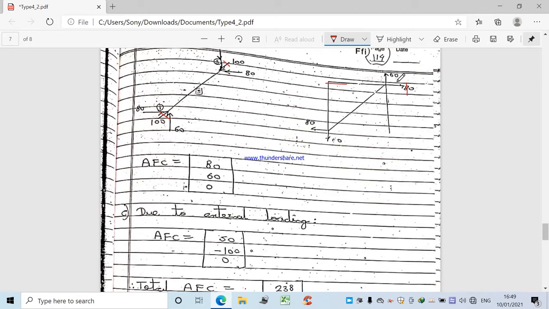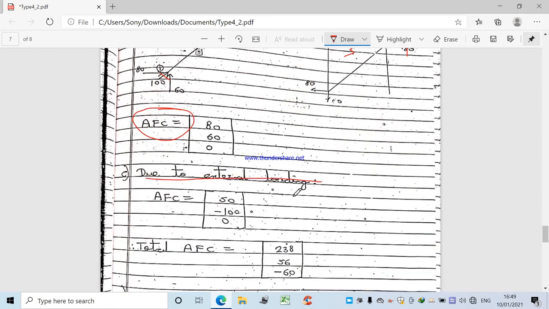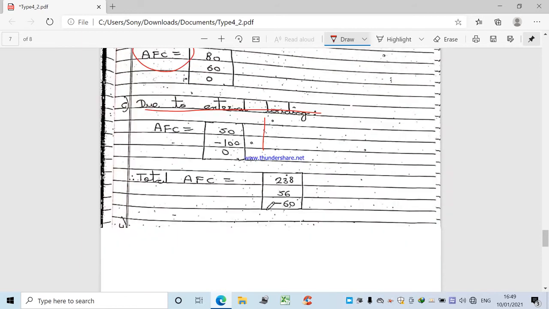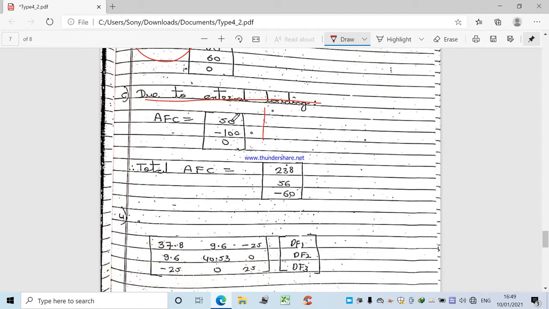So 80 and 60 and the third one will be equal to 0. So AFC, because of the lack of fit, will be equal to this, and due to the external loading it will be equal to 50, minus 100 and 0. Okay, so after getting all these AFC values we have to compile them and then finally get the final value of AFC. After summation it will be equal to 238, 56 and minus 60.